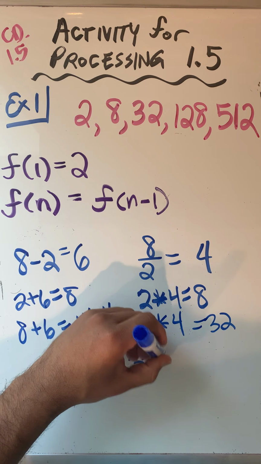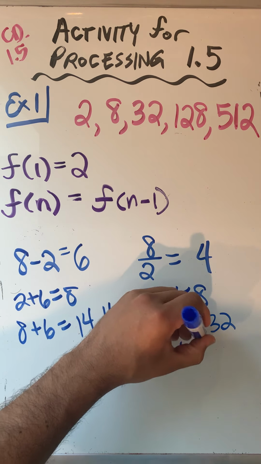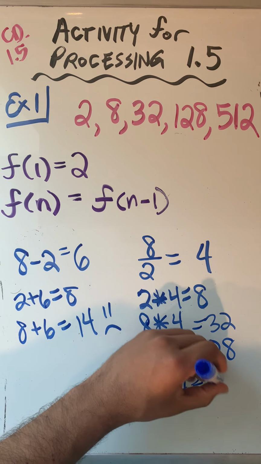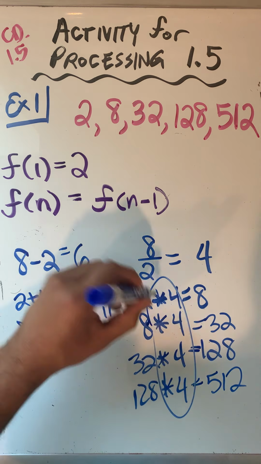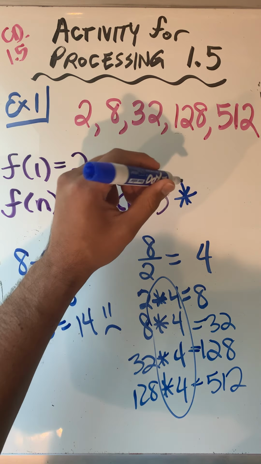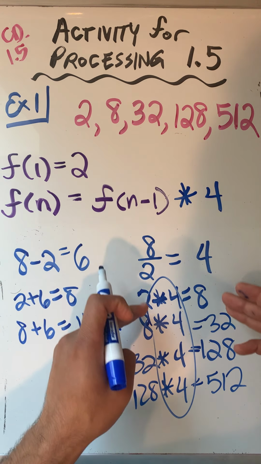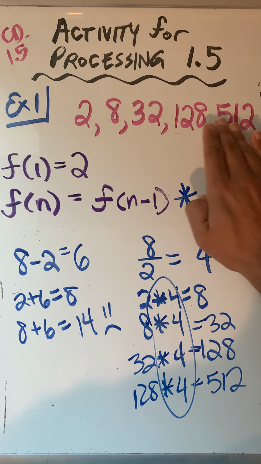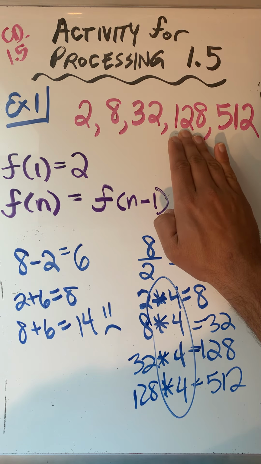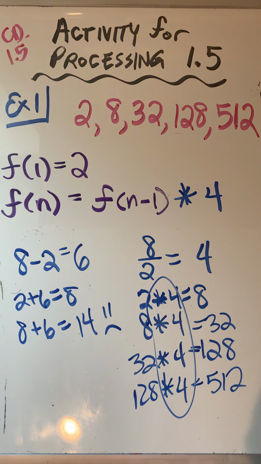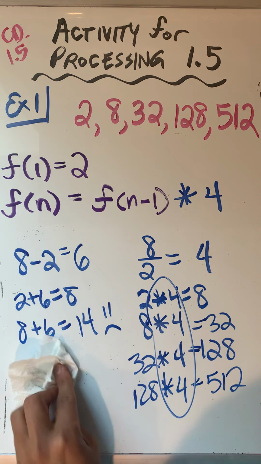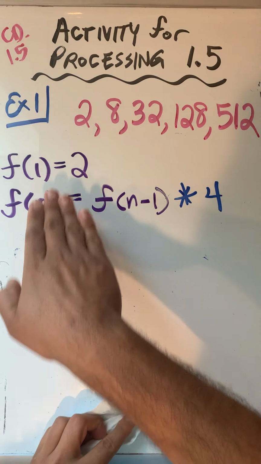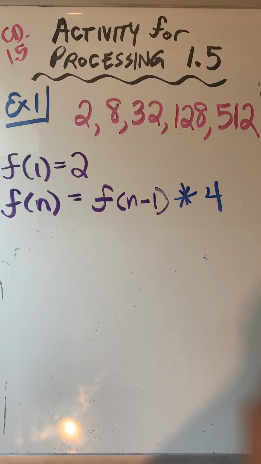We're in good shape. I'd like to check this one more. 32 times 4, that's 128. Might as well finish it. That's 512. So it looks like multiplying by 4 is what I'm going to write right here, because I have enough evidence to suggest that the current term is found by multiplying the previous term by 4. So let's go ahead and dig deeper as to what that looks like in mathematics. So that's it. That's the equation along with the initial term being defined, or the first term.